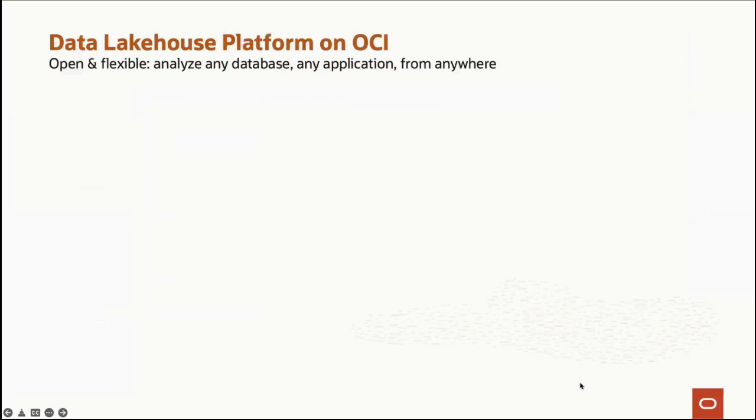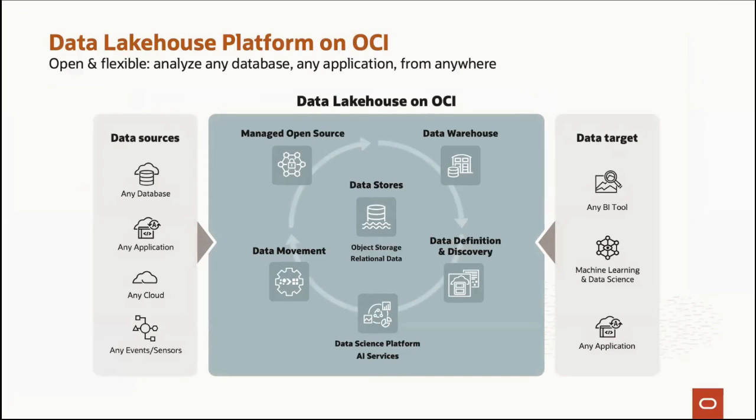So we talked about Data Flow. You just looked at Data Flow, and some of you may or may not be familiar with the Lakehouse concept that we have. Data Flow is a part of this Lakehouse. Data Lakehouse is a flexible open architecture that lets you bring in any database, any application, any cloud, any events to your platform. And we have the managed open source services. One of them is Data Flow, which lets you process all the data using the power of Spark.